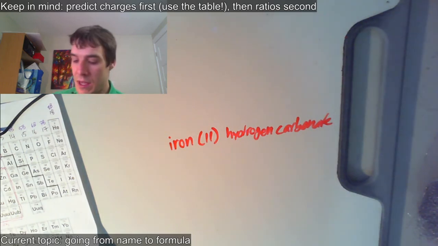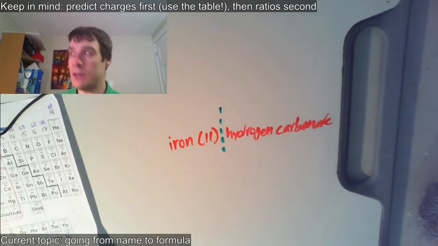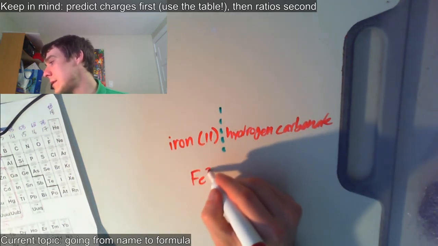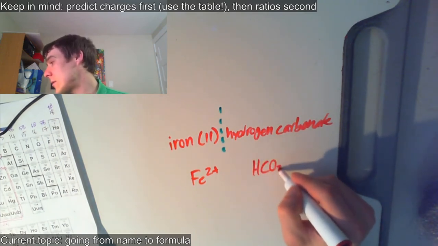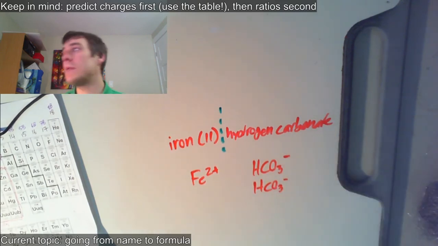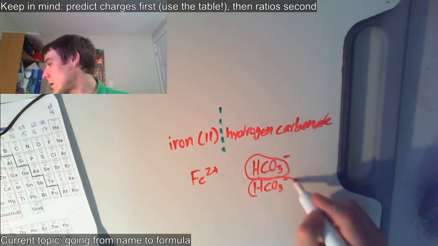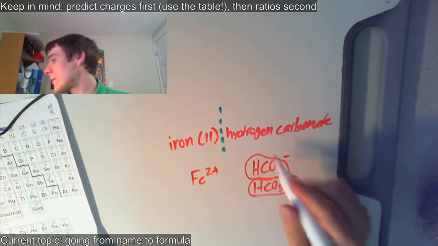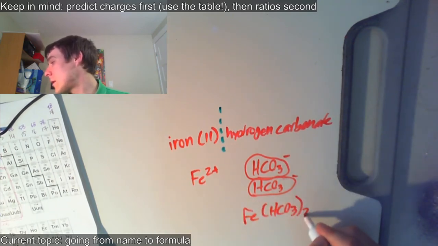But the same rules apply. You just have to figure out where the division is. And in this case, the division is there. Iron, and then the hydrogen carbonate. And then it's iron 2, so that's Fe2+. Hydrogen carbonate is HCO3-. And then you need 2 of them to equalize the charge. So you've got one iron and you've got two of these guys, and so you end up with Fe(HCO3)2 as the formula.